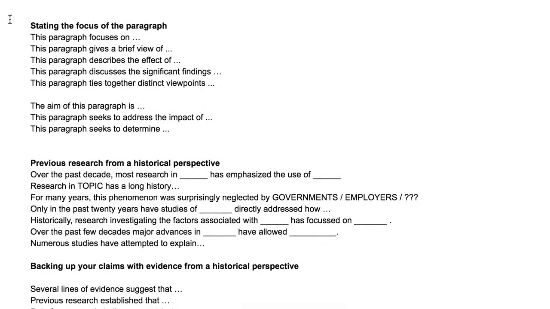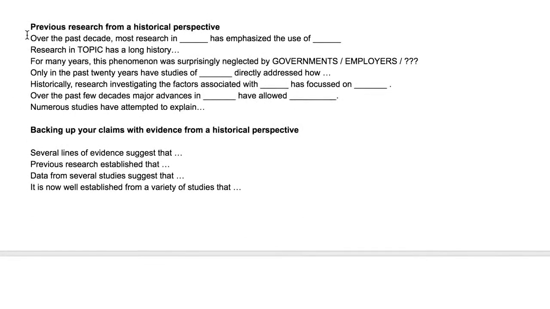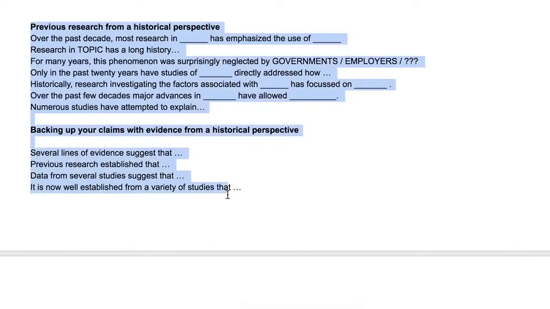Next one, stating the focus of the paragraph. Obviously, we're going to use these more in our body paragraphs. I'm not a big fan of these personally. With the writing system I developed with the online course, we don't really use these ones. We use similar but stronger phrases. However, if you do need phrases to state the focus of the paragraph, these are quite useful. These are more my style. These are more my favorites.